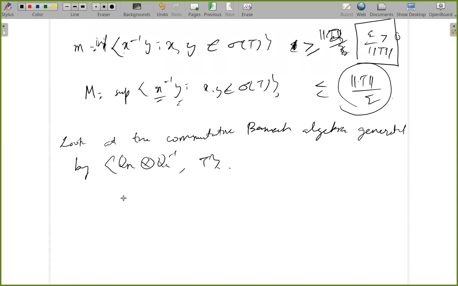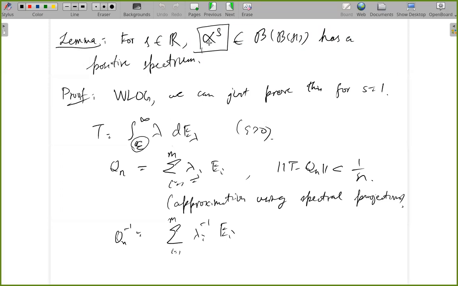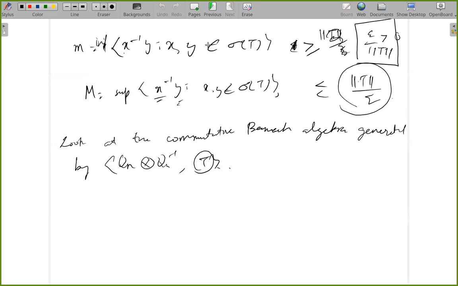What did I really want to prove? Oh, no, sorry, my bad. I meant T tensor T inverse. You're right, not T, but rather T tensor T inverse. What we want to prove is that this has positive spectrum. What we know is that the approximants have positive spectrum, right? So then we want to use a theorem which says that if I have a bunch of operators converging to another operator and the spectrum of all of them is positive, I want to use some sort of continuity of spectrum. But in general, it is not true.